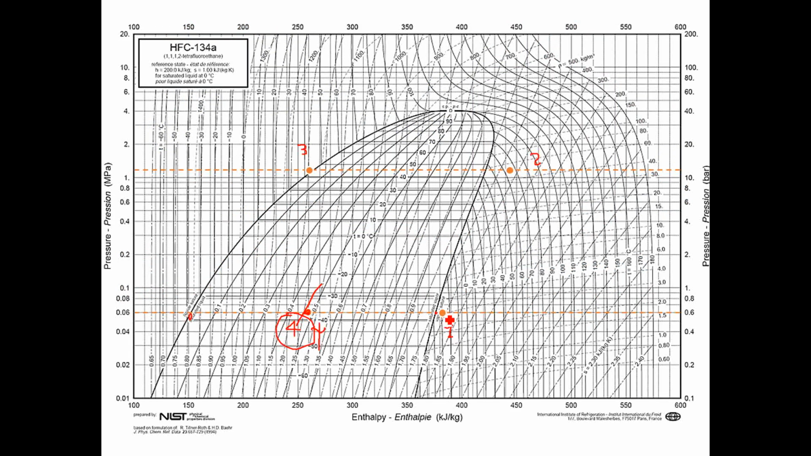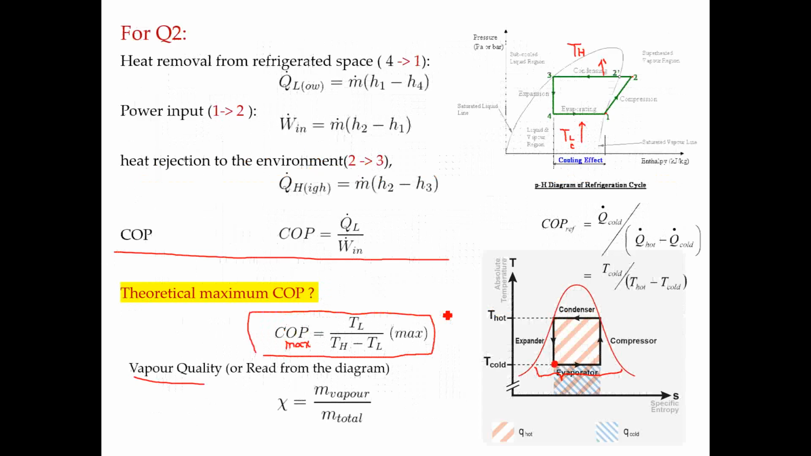So that means with these two parameters, you can actually locate where point 1 is. And if you do that, you will find your point 1 is a little bit on the right-hand side of this saturated line. So that means in reality, in the evaporator, all the refrigerant has been evaporated and turned into the gas phase. But the gas also continues to receive the heat. So the gas has been heated up, therefore it moves a little bit to the right of this saturated line.